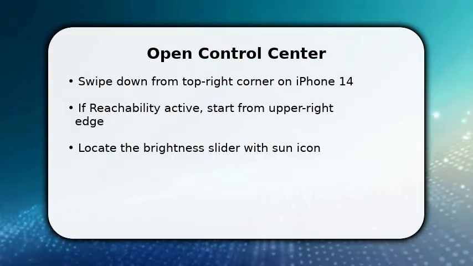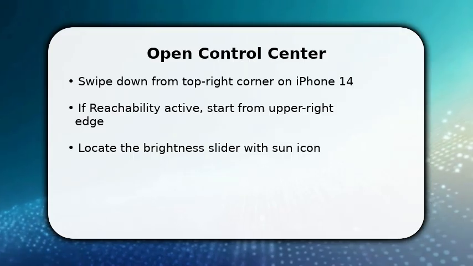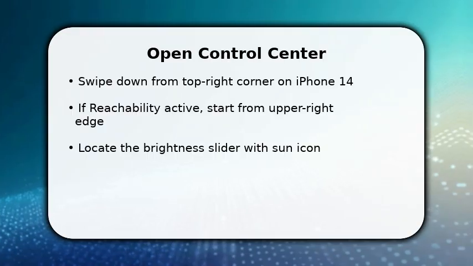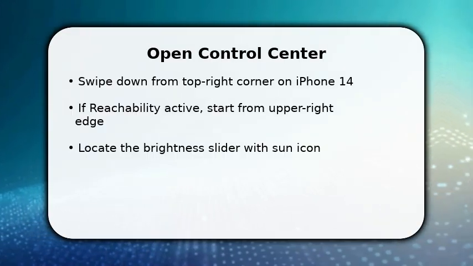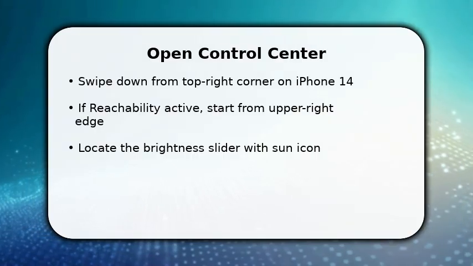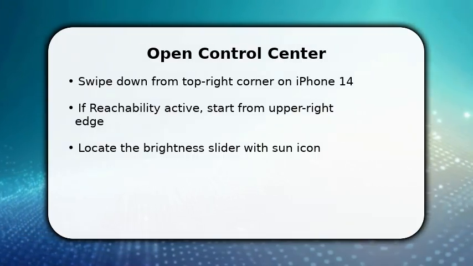You start by opening Control Center. Swipe down from the top right corner. You'll see the brightness slider with a sun icon immediately. Tap and hold it to reveal fine controls. Once done, use your finger to drag the slider up or down to change brightness quickly.